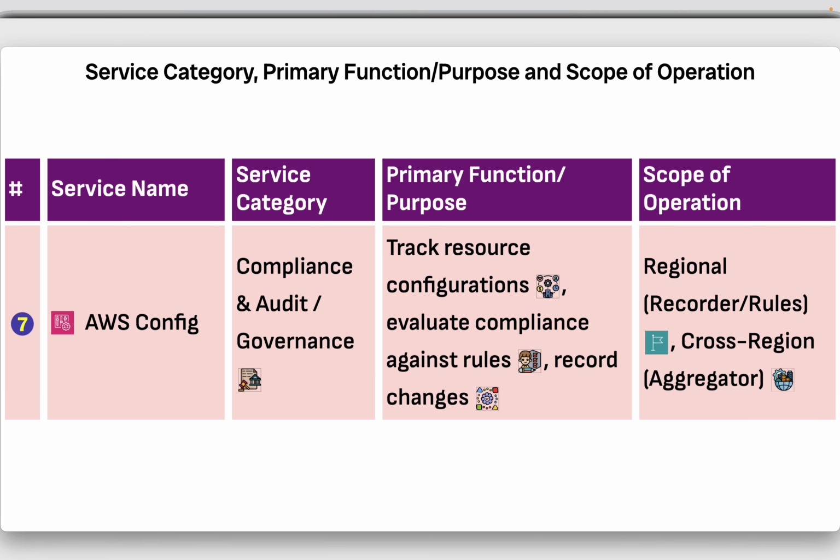Primary function and purpose is to track resource configurations, evaluate compliance against rules, and record any changes. Scope of operation is regional for the recorder/rules. So these are the two components, and also cross region for a component which is the aggregator component.